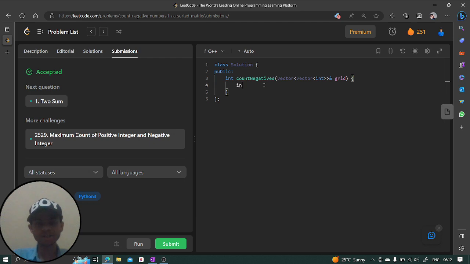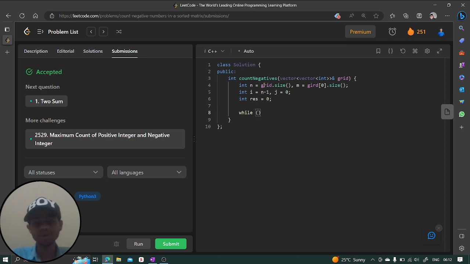Let's quickly define n, which is nothing but grid of size, m, which is nothing but grid of 0 dot size, and one more thing which is nothing but i and j. i is nothing but n minus 1, and j is nothing but 0, right? And int result is also going to be 0. Here we can say while our i is greater than or equal to 0 and j is less than our m, right?